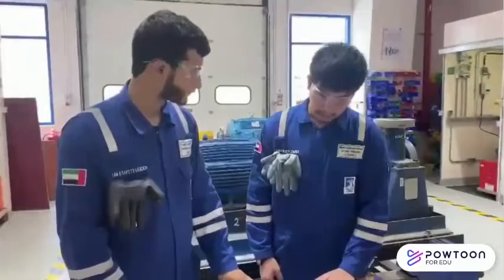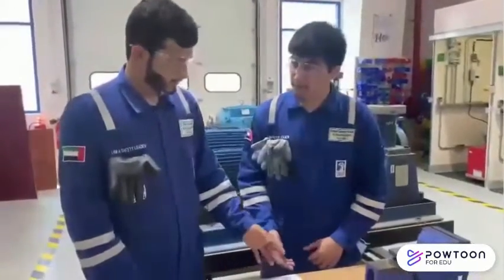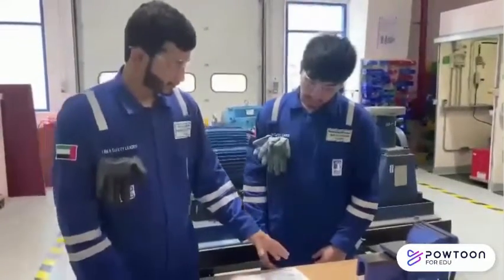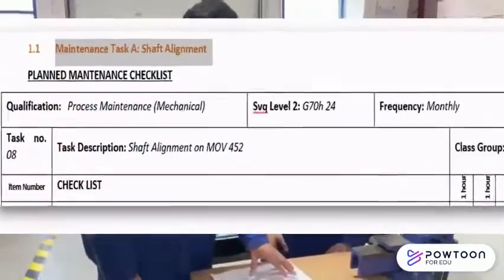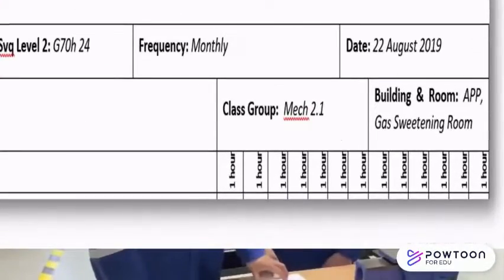Oh, I see. And what does the checklist consist of? I mean, does it have standard parts? Yes, it has standard parts. For every checklist, it must indicate the type of the tasks, the location, and the duration of the whole task.